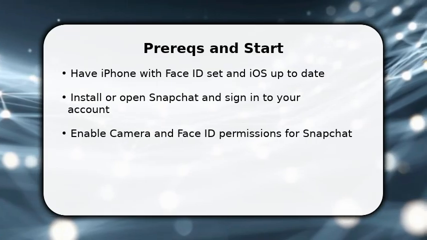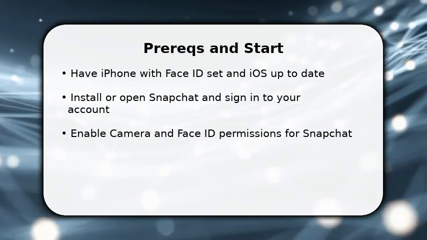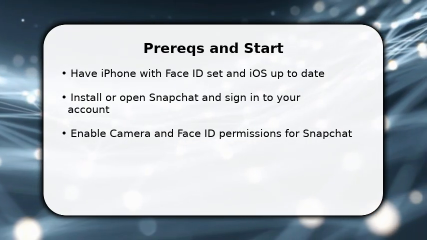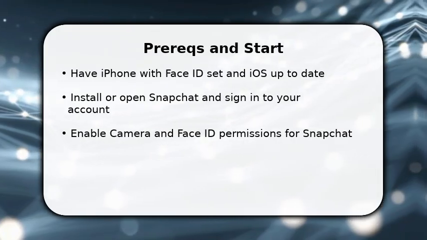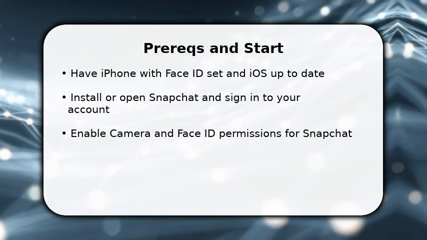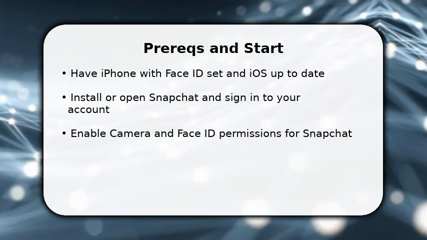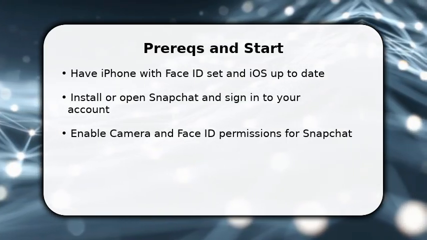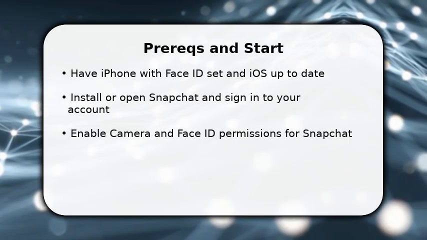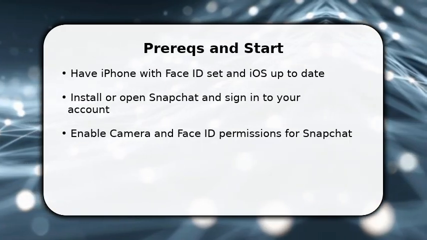Enjoy the video. You need Face ID already set on your iPhone. Once that's confirmed, open Snapchat and sign in. Tap your profile icon at top left, then tap the gear to open settings. Make sure camera access is allowed in iOS settings so Snapchat can scan your face. If prompted, grant permission now.